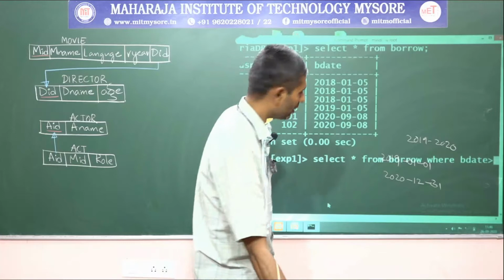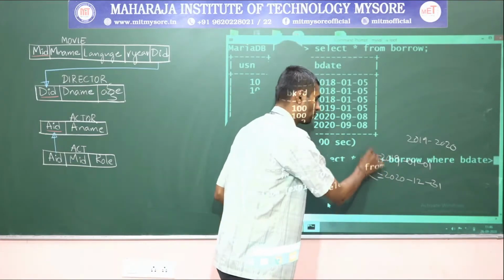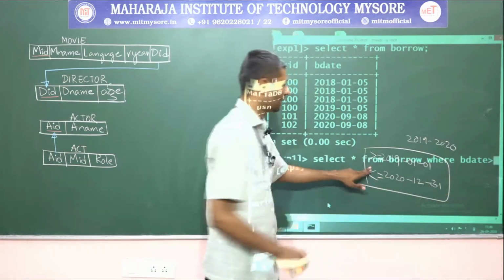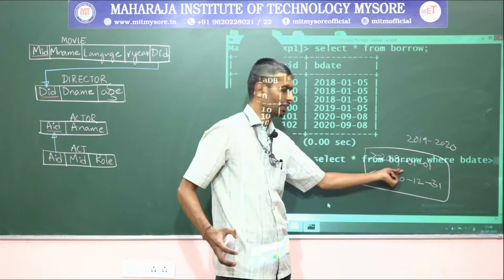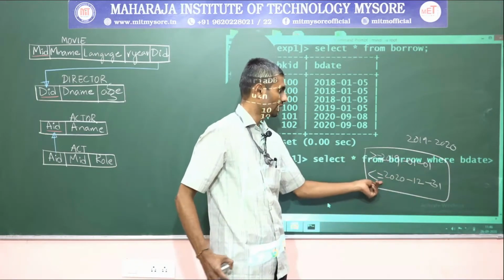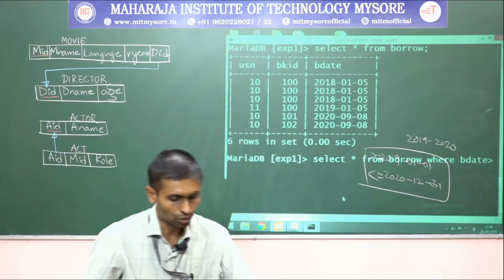this. That means all dates should be greater than or equal to this and should be less than or equal to this, right? Only then can we say that any date we have, the borrow date, should be greater than or equal to 2019-01-01 and less than or equal to 2020-12-31, right? So this is the code we usually write.